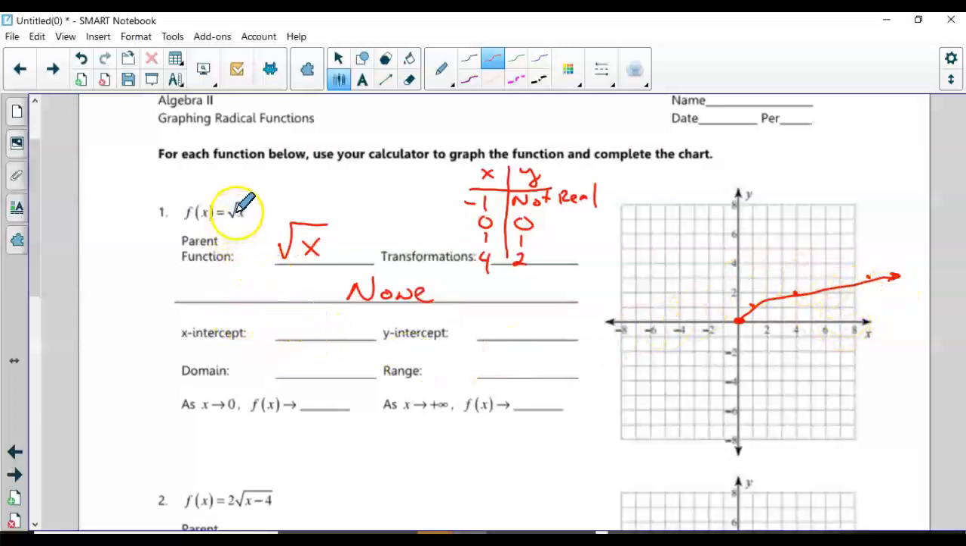Okay, so we need to find our x-intercept. Well, we can look on the graph. That's going to be at (0, 0), so that's where we touch the x-axis. The y-intercept is also at (0, 0). That's where we touch the y-axis. Domain. Now, the domain is our x values. We have no negatives. It starts at 0. So our domain starts at 0, 0 is included, square bracket, and goes to infinity. The range, there are no negatives on this graph. So it starts at 0 and goes to infinity.